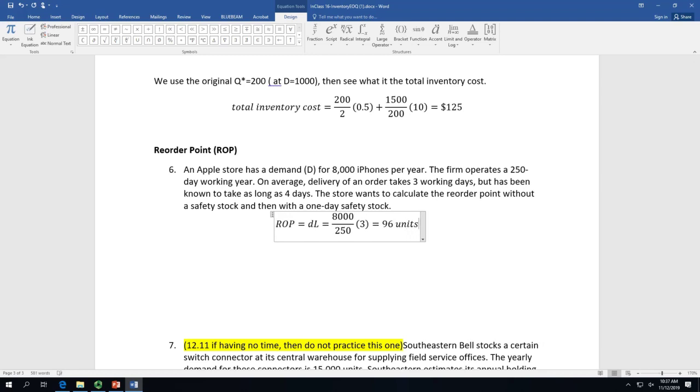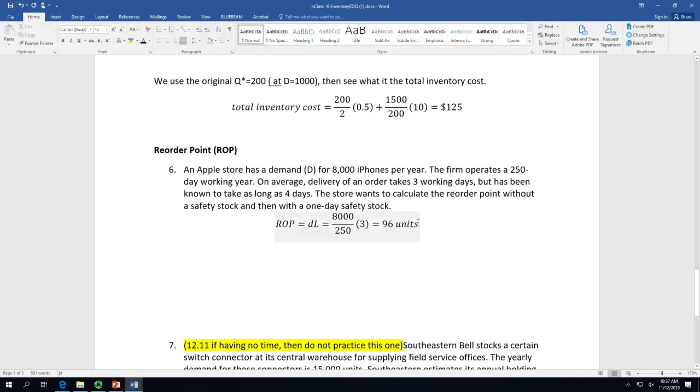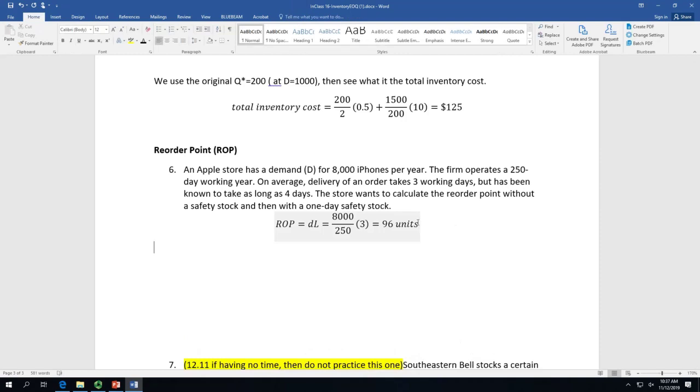So when you see your inventory level drop to 96 units, you start to order. So this is the reorder point. Without safety stock, when inventory drops to 96 units, you need to place the order.